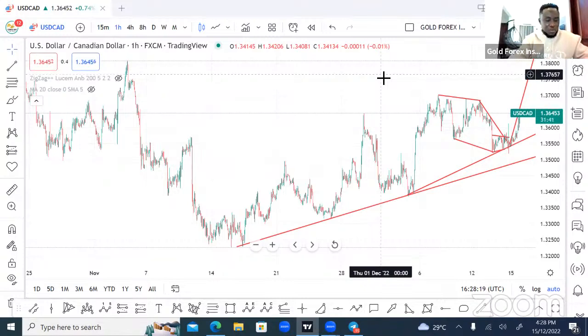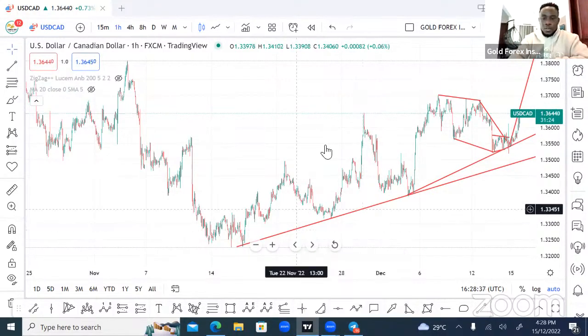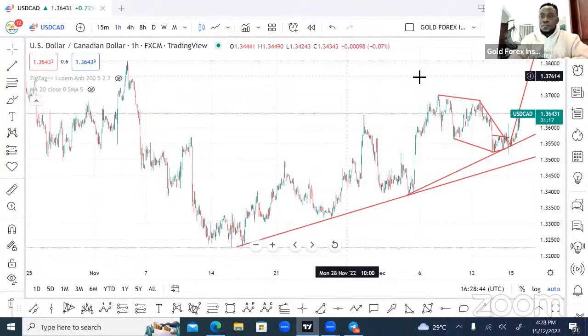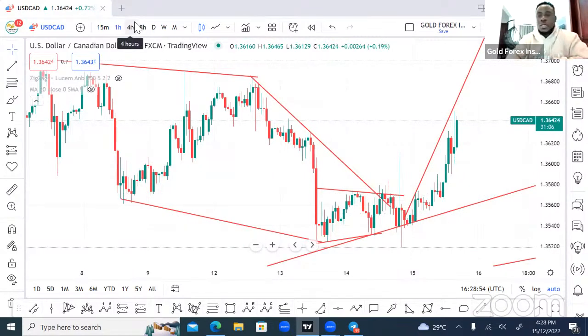So people are calling for Euro USD, CAD JPY, and the rest. So let's see what people are also looking at. So let me see what other people too are looking at. Okay, so this is USD CAD.